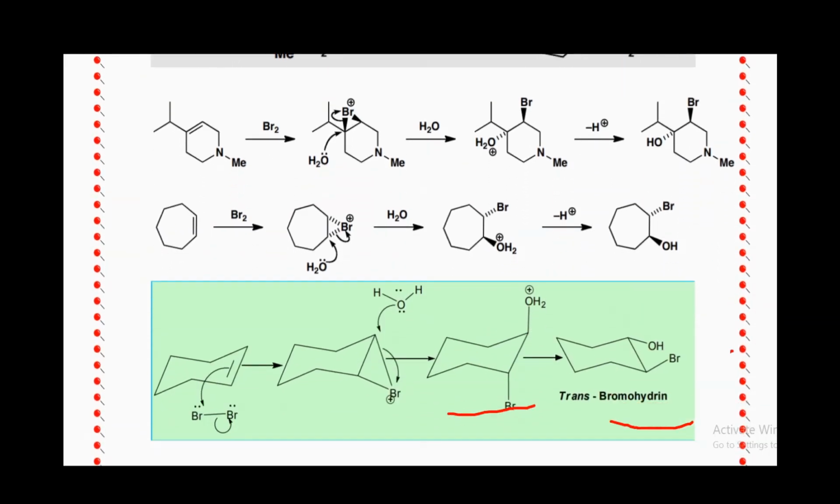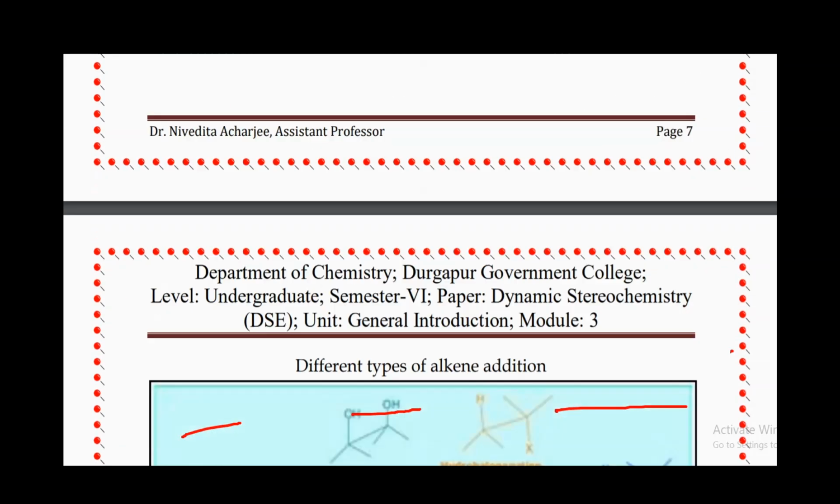Now, if you were given the cyclohexene structure, you all know that cyclohexene exists in the chair form. You have read that. In this case, the bromine addition gives rise to the bromonium intermediate and you are getting the addition of H2O and bromine. This is the formation of the trans-bromohydrin. So here also the stereochemical aspects are very important.